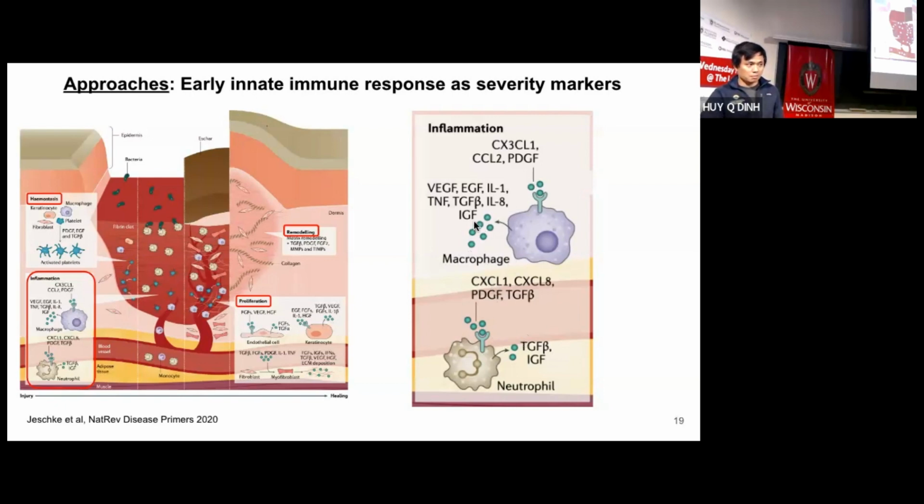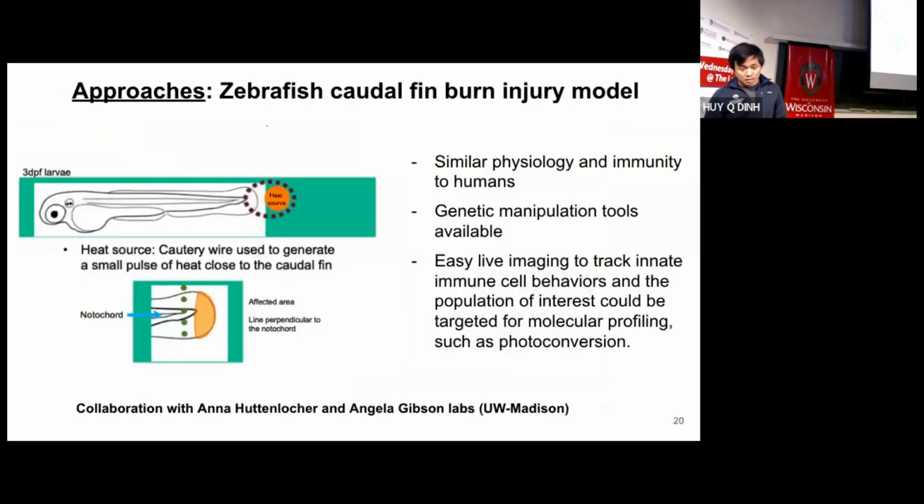And we think because they are the immune cell type that first sees the invader, they may give us the hint to early prediction. So we work with Anna Hachenlocker and Angela Gibson on this project.